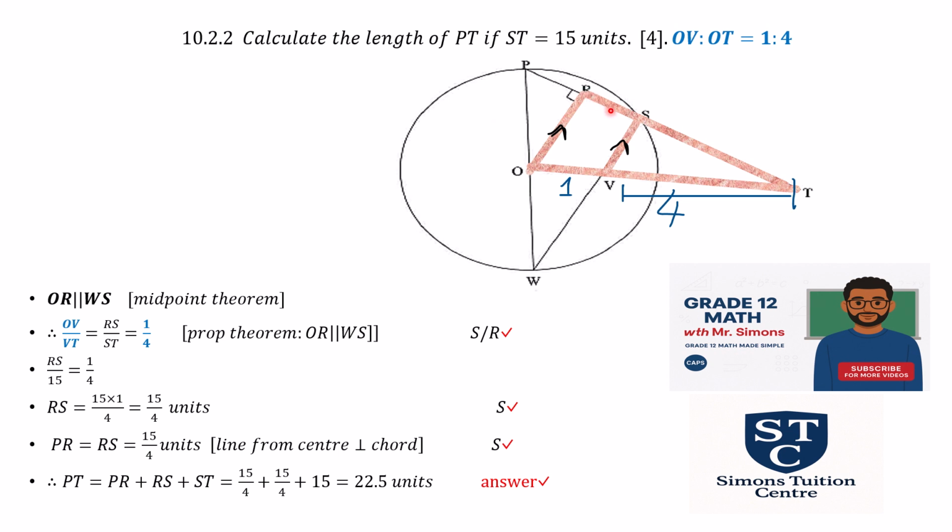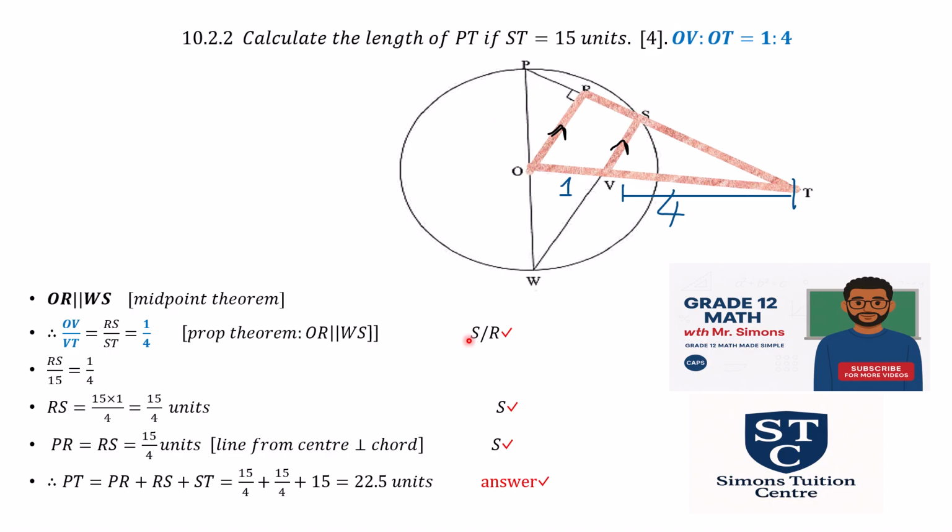Now remember, PR equal RS. That was from the previous slide. Line from center perpendicular to chord. Alright, so they are equal. They both are 15 over 4 units. So PT equal PR plus RS plus ST. So 15 over 4 plus 15 over 4 plus 15. That would give me 30 over 4. Alright, 4 goes in there, 7,5. So 7,5 plus 15 would then give me 22,5 units.